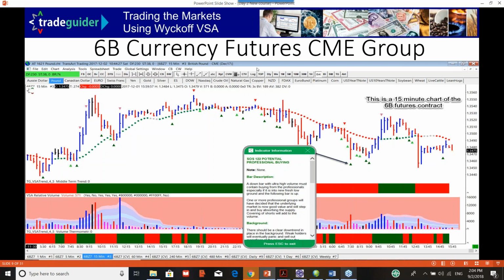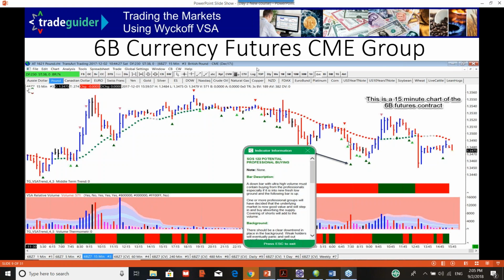So anytime one of these high probability setups appears, as you'll hear probably tomorrow, you'll hear the actual siren going off, telling me that an alert has been sent, A, to my email account, and B, it's on my Smart Center Pro software. So here, sign of strength 122 is potential professional buying. And it says a down bar with ultra high volume must contain buying from the professionals, especially if it's into fresh low ground and the following bar is up.